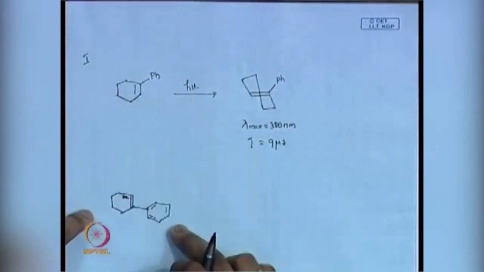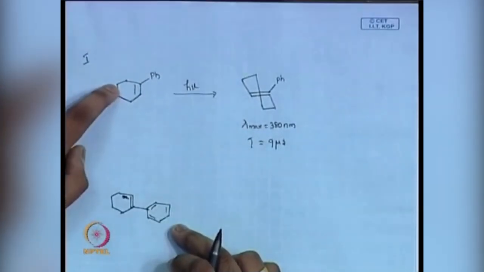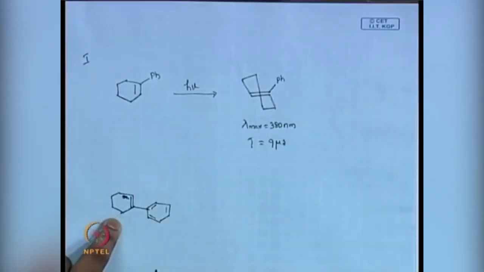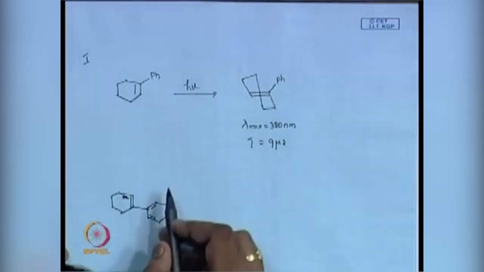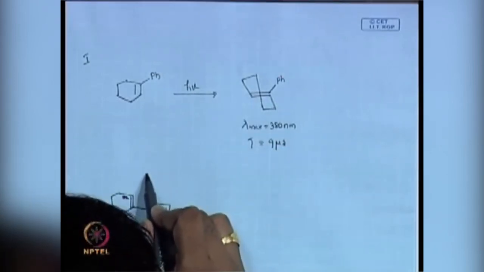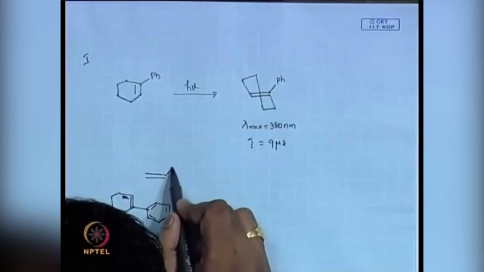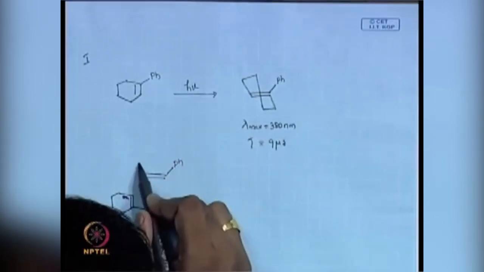If I take this and photolyze together, I'm taking your cis form and my type of aromatic cyclohexene, and photolyzing them together. What happens is that once I get my trans, this form. What do you expect?